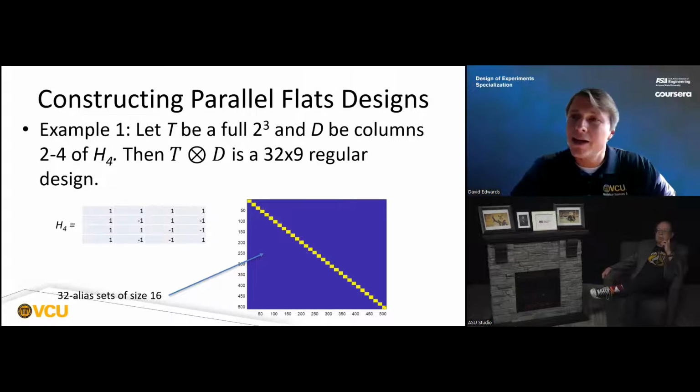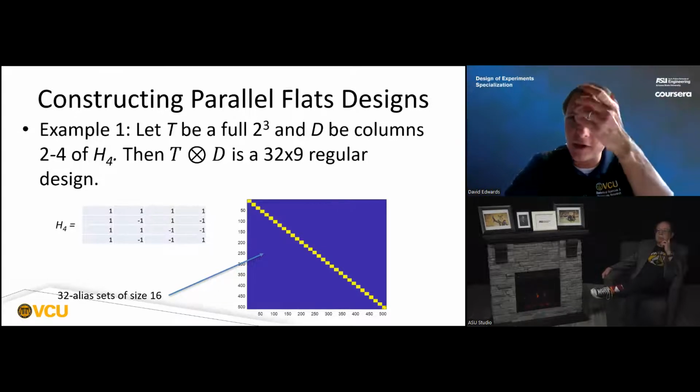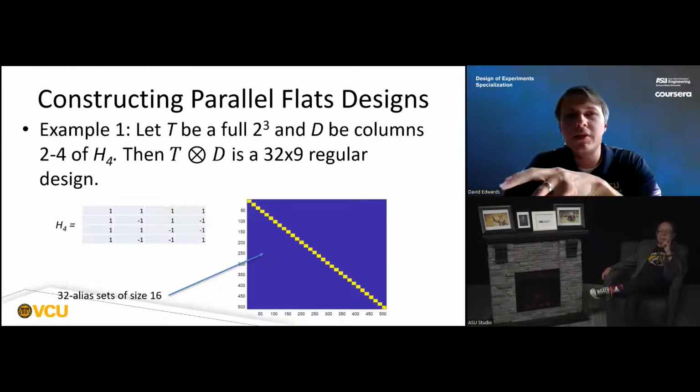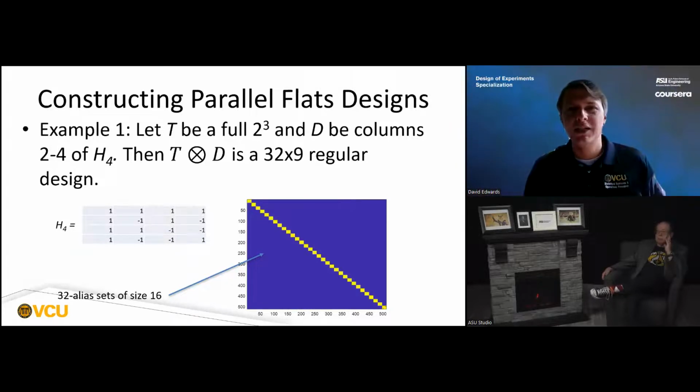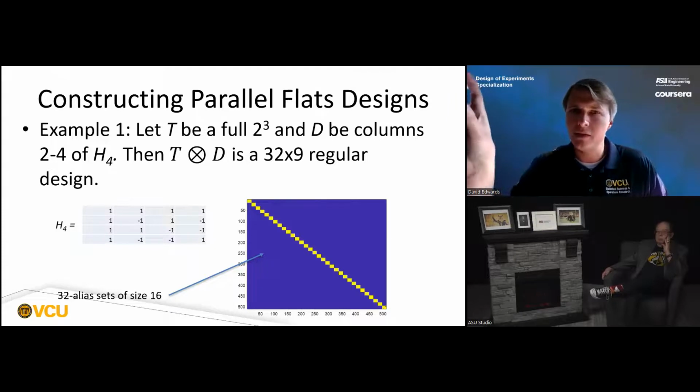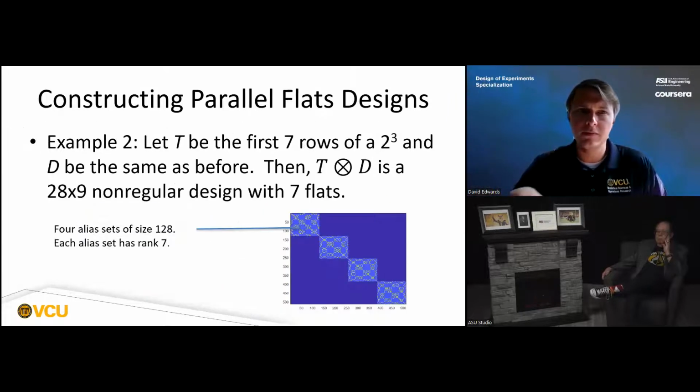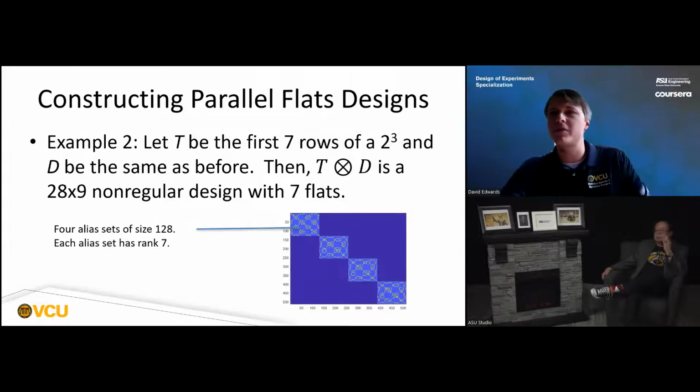That's, again, not exciting because we know how to construct 32 by 9 regular designs already, but this kind of shows that because T was a full 2 cubed, it was already just a single flat, really. I created another one, just a bigger one. So not exciting, but just helping the proof of concept that I started with T, and the structure of T is important. Example 2 is, instead of starting with the 2 cubed, let's just take the first 7 rows of it.